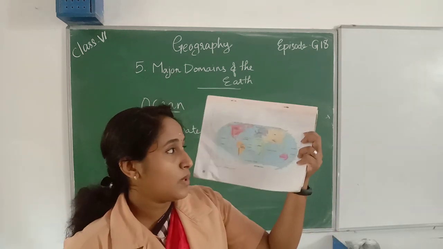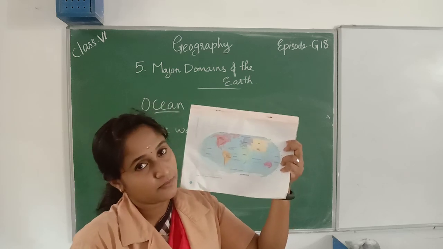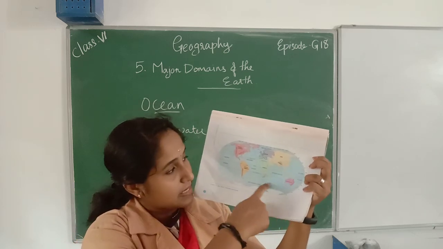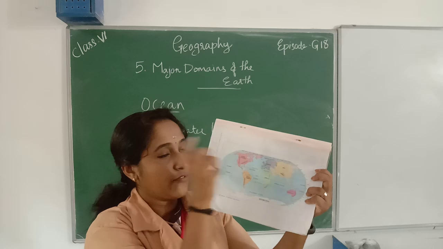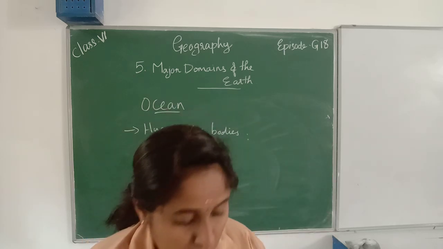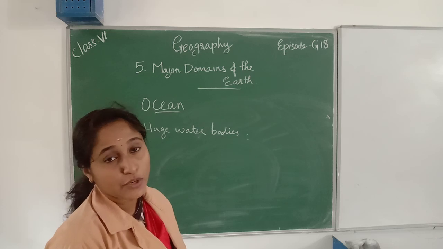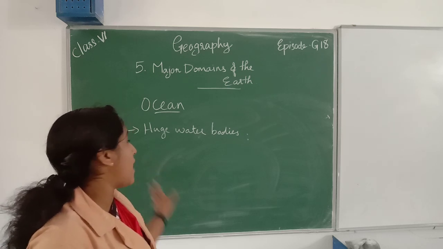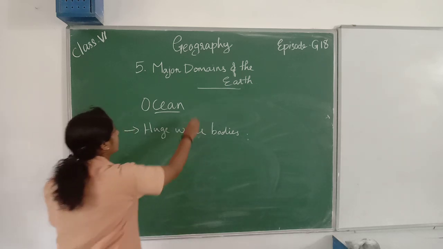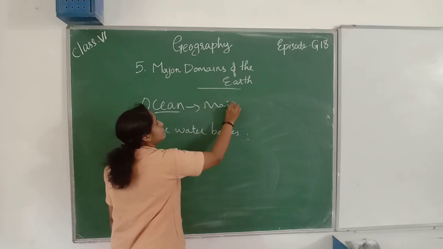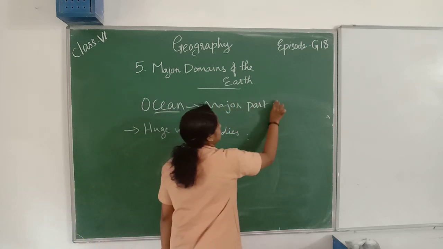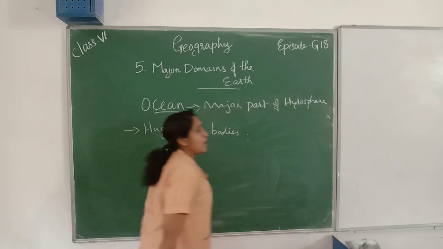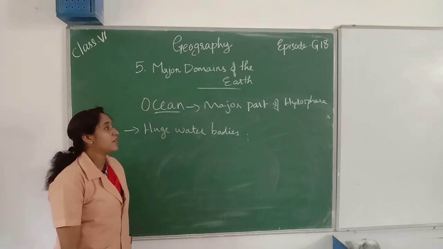One more. Look at this picture. These blue colors are water bodies, that is oceans. Look at this. It's a huge water body, right? The huge water bodies are called oceans. And oceans are the major part of the hydrosphere.